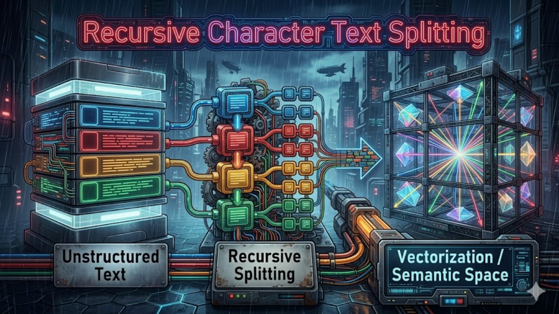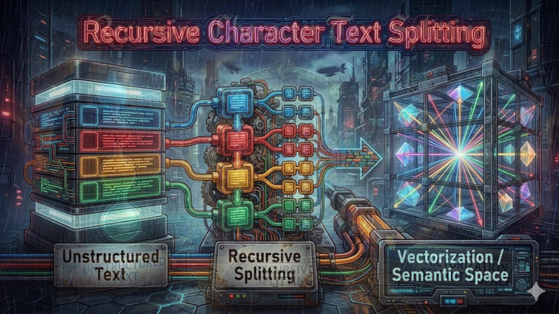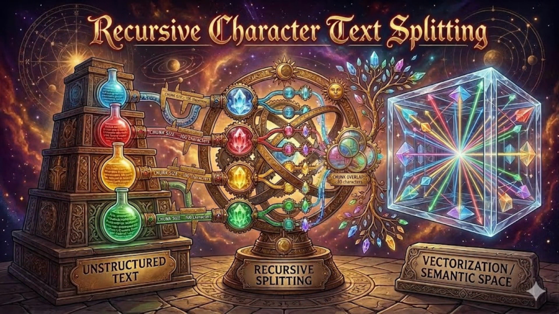In this video we are going to learn about Recursive Character Text Splitter and why it is used in modern AI applications. When we work with large documents such as PDFs, articles, or books, the text can be very long. Most language models cannot process extremely large text all at once because they have token limits. This is where text splitting becomes important.